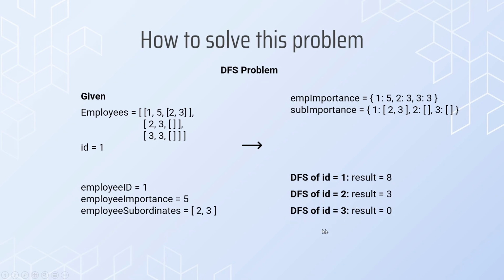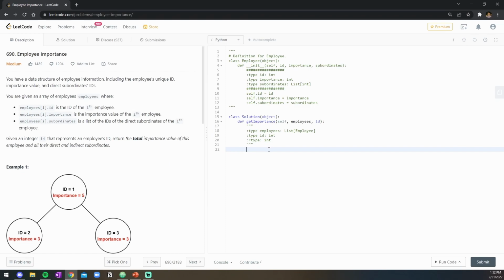Next, we will be doing the DFS of ID 3, and somewhat similar to the previous one, we have the employee importance of 3, so we add 3 into our result. And right after this, we check if there are any subordinates for ID 3 in the subordinates importance dictionary, and we notice there's nothing in there. So we return the value that we have, the result, and that result gets added into the DFS of ID 1. So DFS of ID 1 goes up to 11, and that's it. That's the answer that we need to return, and so we will return the value from DFS of ID 1 in this case. Okay, so let's go into the coding implementation of this problem.